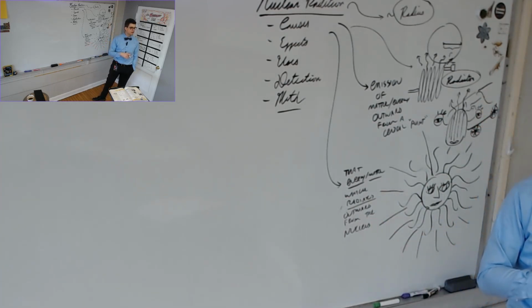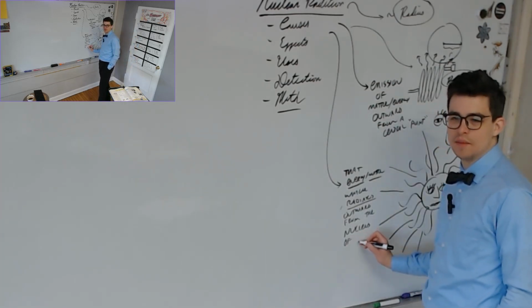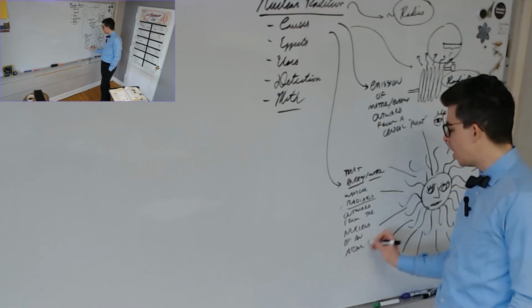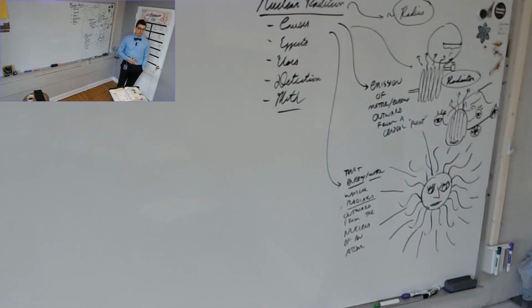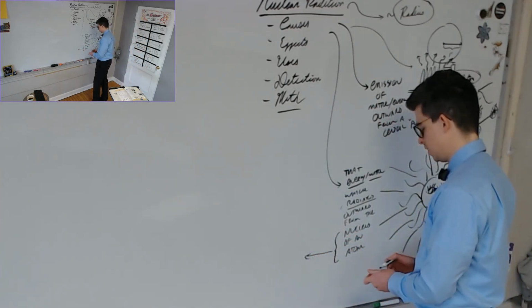Of a cell? Yeah. No. Of what? Come on. We just talked about this. An atom. An atomic nucleus. An atomic nucleus. What is the atomic nucleus made out of? Remind yourself from the last chapter.